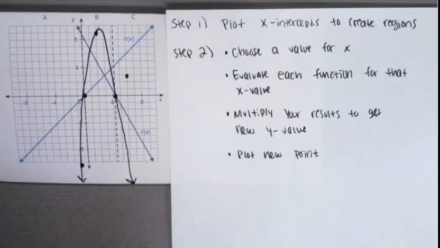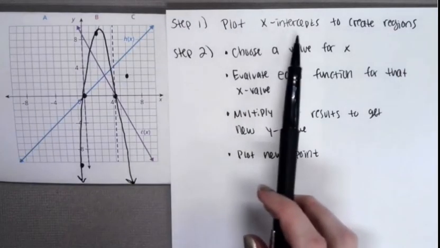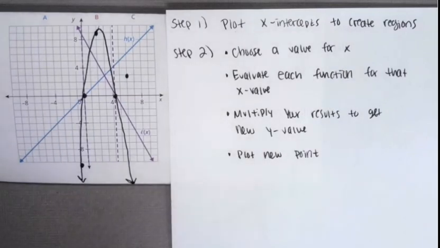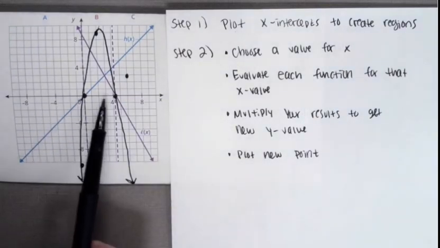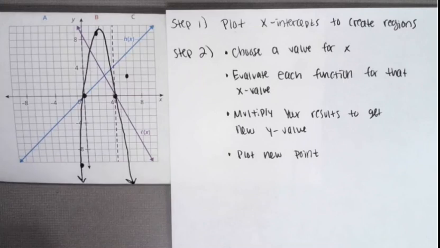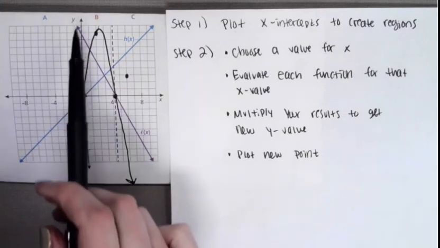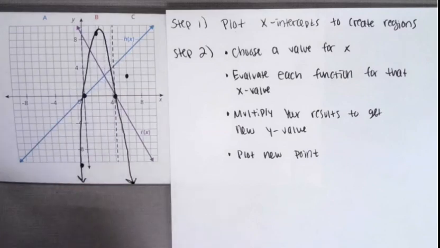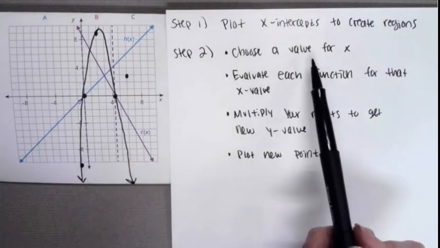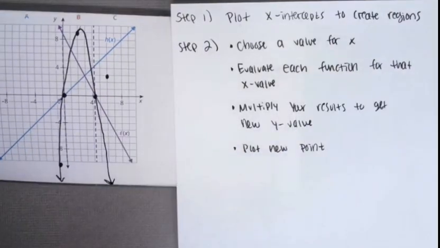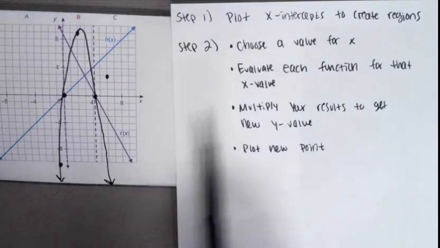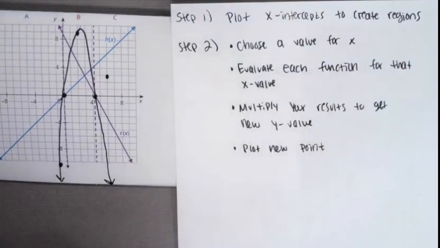So just to summarize that process, your first step is to plot the x-intercepts to create regions. So I plotted those x-intercepts from the original graphs, also the x-intercepts from my new product graph, and that divides the coordinate plane into these regions. Then you're going to choose a value for x. So the first one I chose was negative 1, and you evaluate each function for that x value.